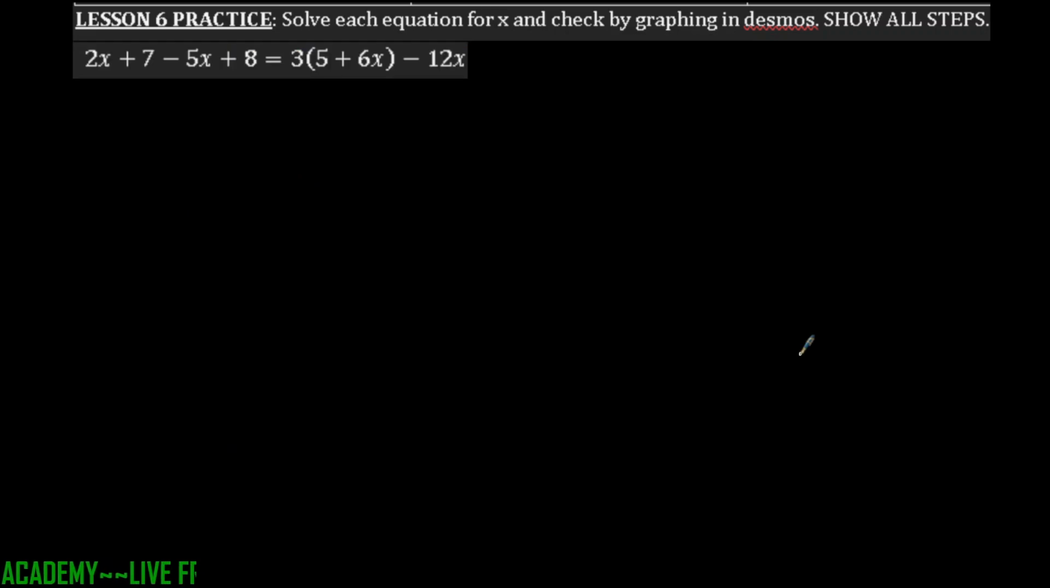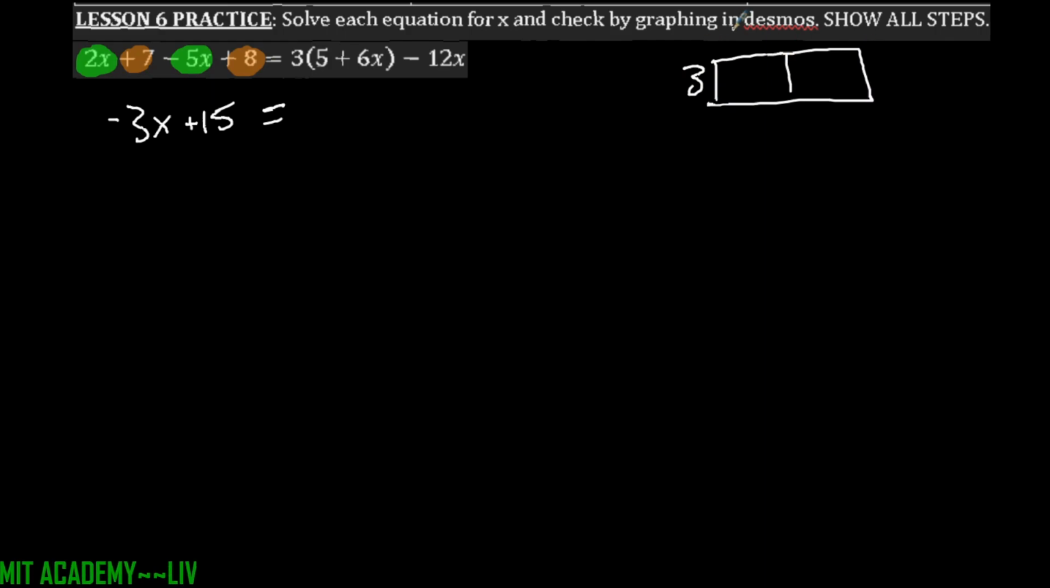Same idea for the next part. I'm going to solve and check. Make sure you can combine like terms on one side first. So I have 2x and a negative 5x. I'm going to combine those two together to get negative 3x. And then I have positive 7, positive 8. Those are going to combine to be positive 15. On the right side, make sure you can distribute the 3. So I'm going to do 3 times each of the terms inside the parentheses. So I have times 5 and times 6x. So this is going to be 15, and this is going to be 18x.